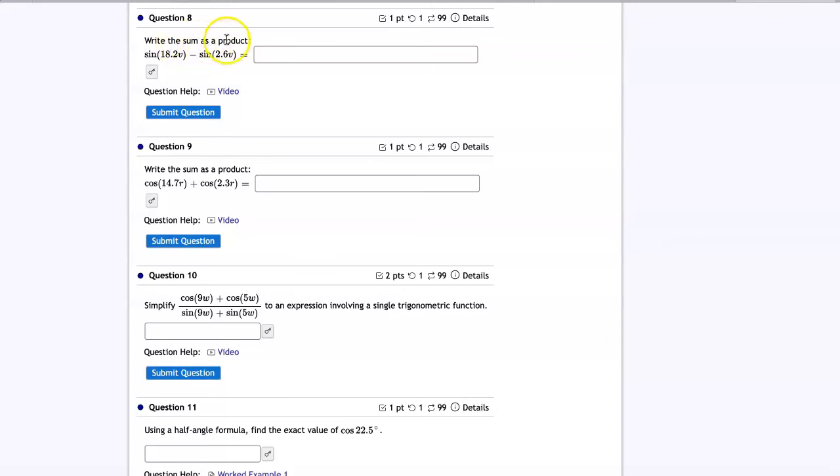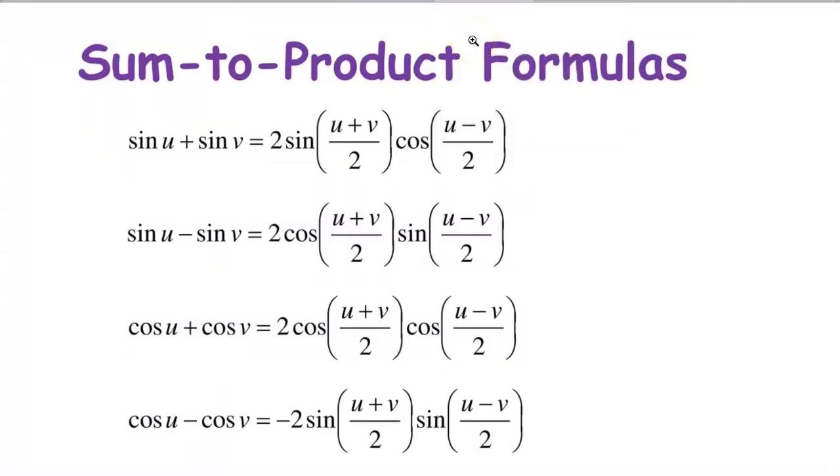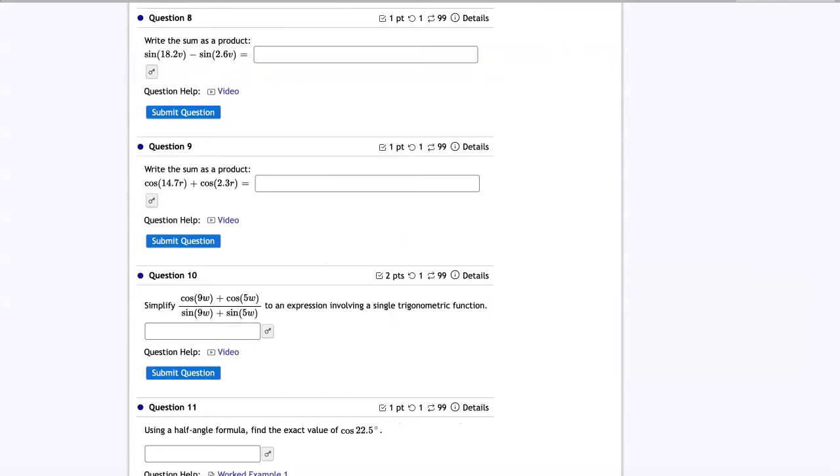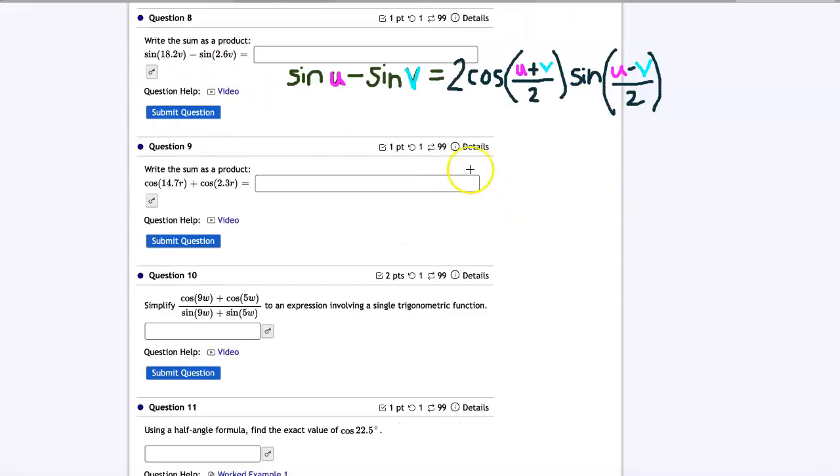Sum as a product. So if we have a sum and we need to write it as a product, then we use the sum to product formulas. So in our particular problem here, we have a sine minus a sine. So I'm going to look for sine minus sine. You see there's sine plus sine, sine minus sine. I'm going to choose the sine minus sine. So I'm going to go ahead and write this formula now on my open math. Okay, so here is the formula, sine u minus sine v.